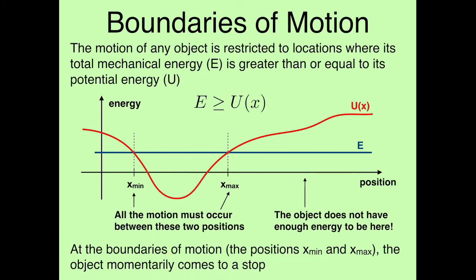Okay, and one thing that we just showed is also that at those boundaries of motion, where E is equal to U, where they intersect, those are the positions where the speed goes to zero. So the object momentarily comes to a stop at those boundaries of motion. The way you can think about that is, if I'm moving towards that boundary, I have to slow down, come to a stop, and then move away. So right at that boundary of motion, we're momentarily coming to a stop.